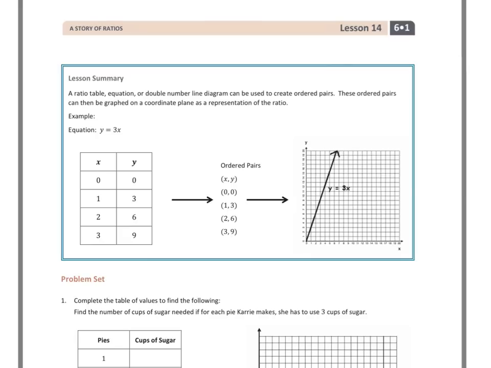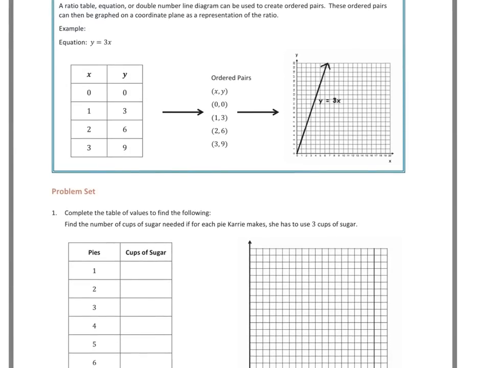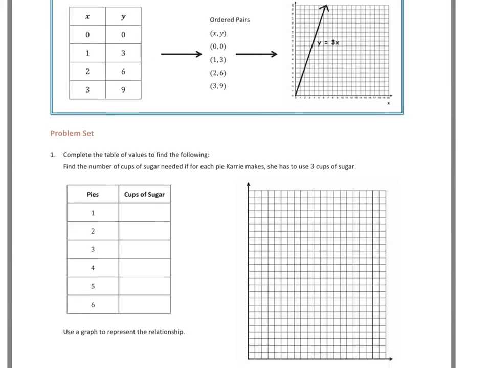Hello everyone, this is grade 6, module 1, lesson 14, problem set. For this problem set, we're going to be using a ratio table and then turning it into our values or ordered pairs for x and y and then graphing it on our chart to the right.